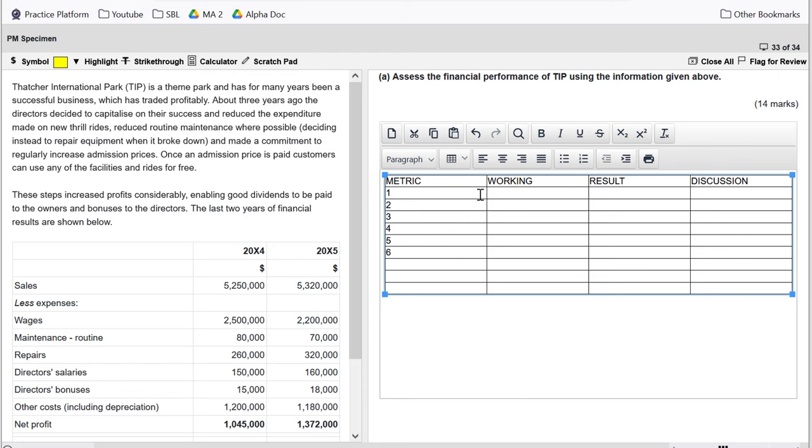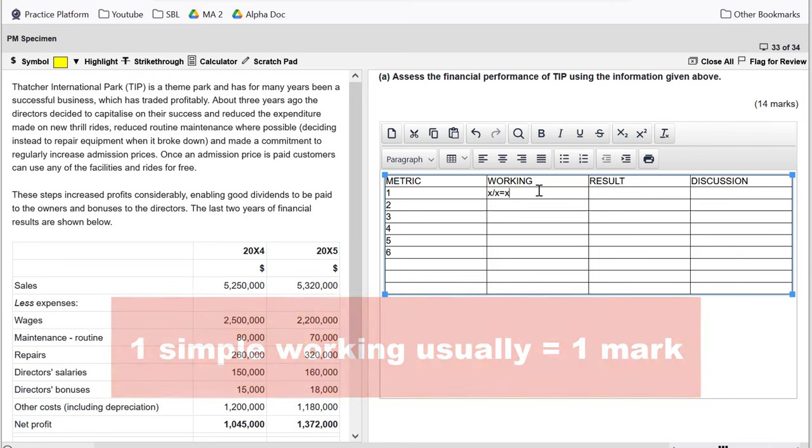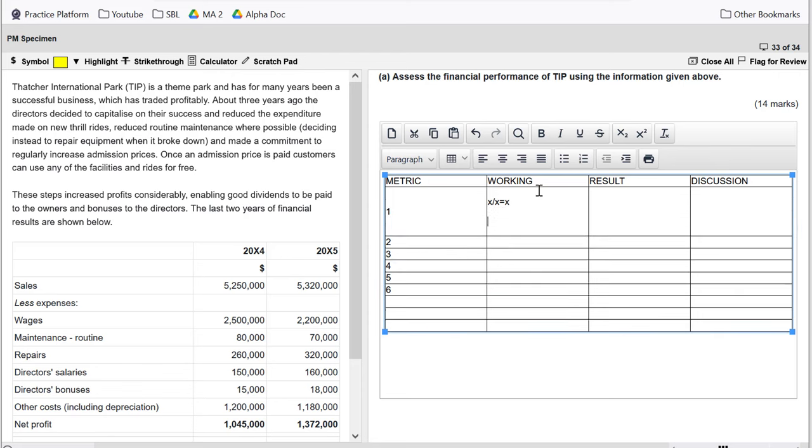If they gave you an indication, let's say they said 5 marks are for the workings, 9 marks are for the discussion. Remember that one simple working, for example, a ratio, x over x is then equal to something, that's going to get you a half of a mark. So if they said that there were 5 marks for the workings, just keep that in mind. They're not going to give you extra marks if you go over 10 workings. So as you're thinking about what you want to calculate, don't go overboard.